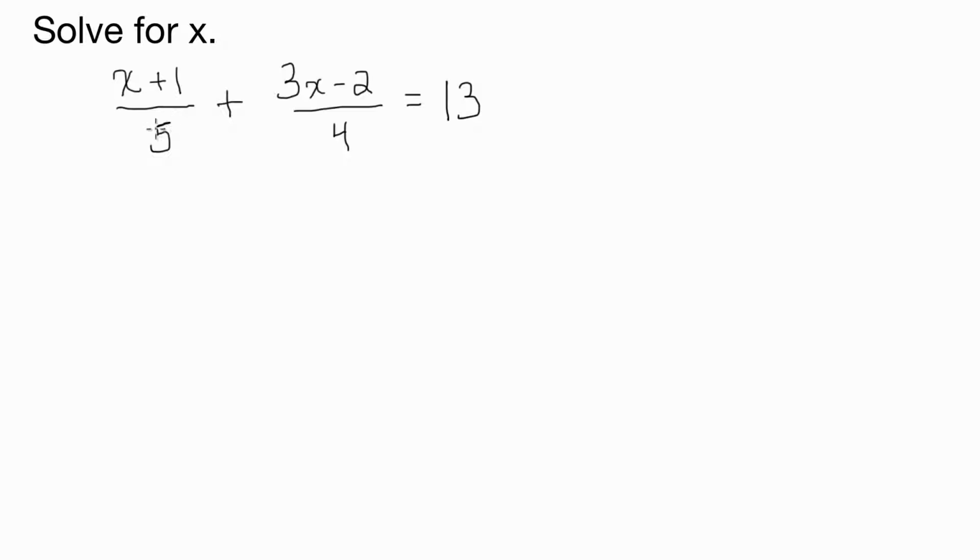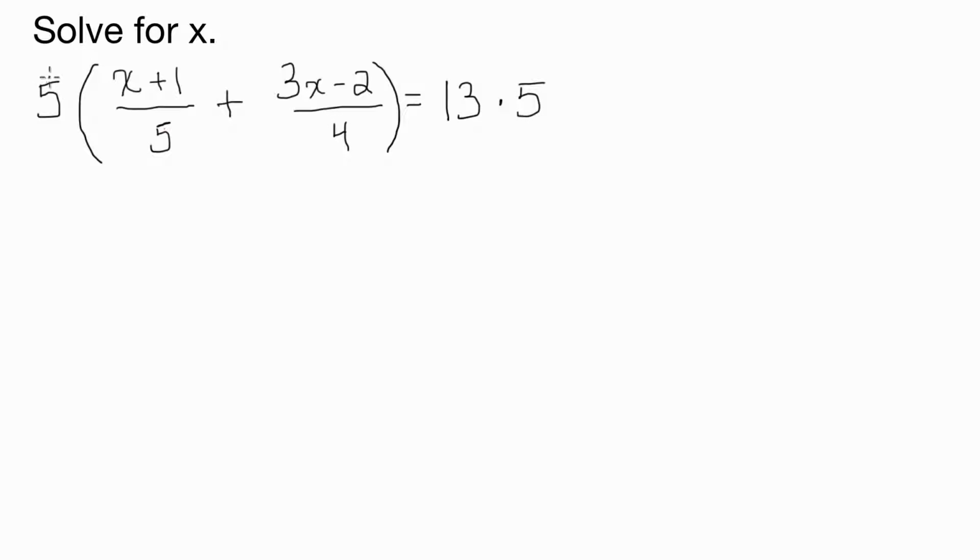So think about it. If I multiply this fraction right here by 5, I can get rid of it. But remember, I'm not going to multiply them individually. I'm going to do it by multiplying each side. So if I multiply this side by 5, and then remember, whatever you do to one side, you have to do to the other, so I need to multiply that side by 5.